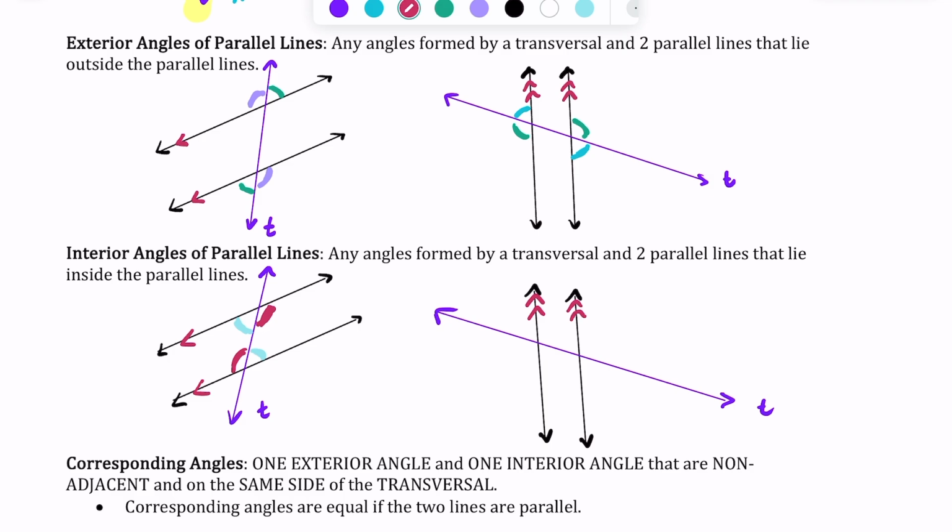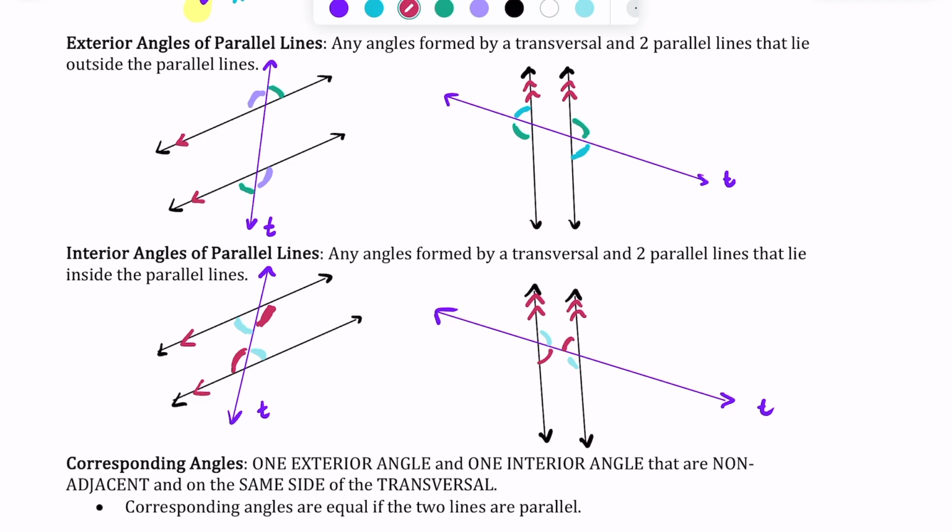Okay, and my interior angles are going to be inside my sandwich here. Okay, that is our exterior angles and interior angles of parallel lines.